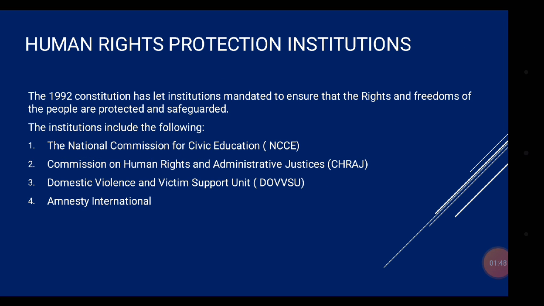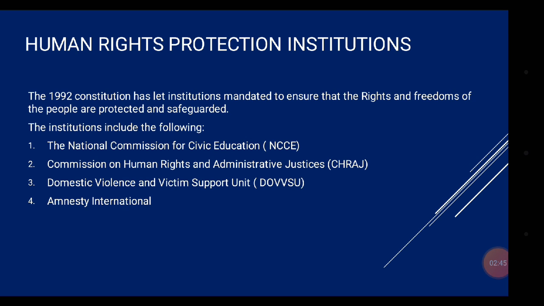Human rights protection institutions. The 1992 Constitution of Ghana has set institutions and mandated them to ensure that the rights and freedoms of the people are protected and safeguarded. And according to the Constitution, these institutions have been charged with the function of identifying issues of human rights abuse, preventing issues of human rights abuse, and also finding solutions to issues of human rights abuses, and also educating the populace, the people, on their rights.